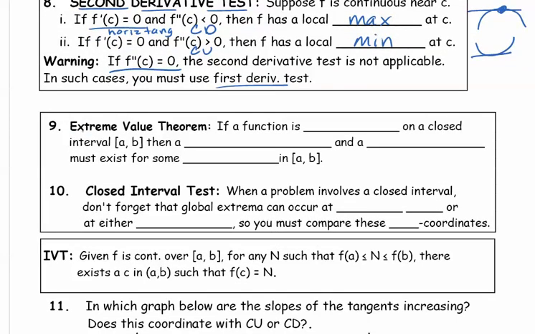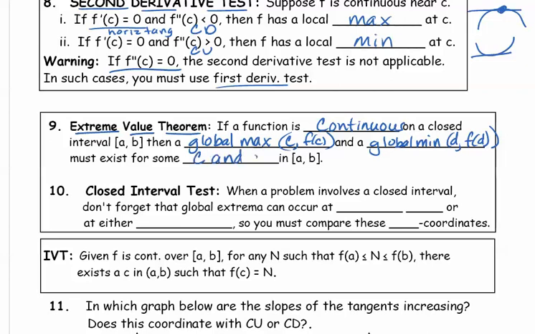All right, the extreme value theorem, we just heard this in the previous assignment. If a function is continuous on a closed interval from a to b, then a global max, and we'll call it c, f of c, and a global min, we'll call it d, f of d. You could put whatever you wanted to here for variables. Must exist for some c and d in the interval.